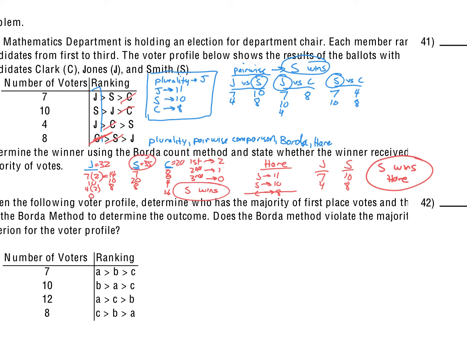So overall, we see that J wins the plurality, but S wins the other 3 methods.